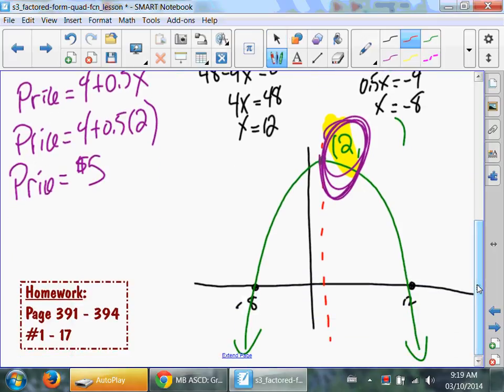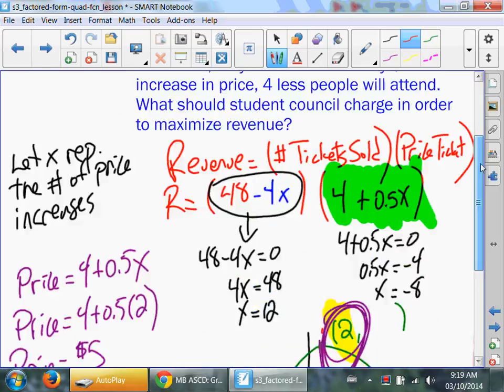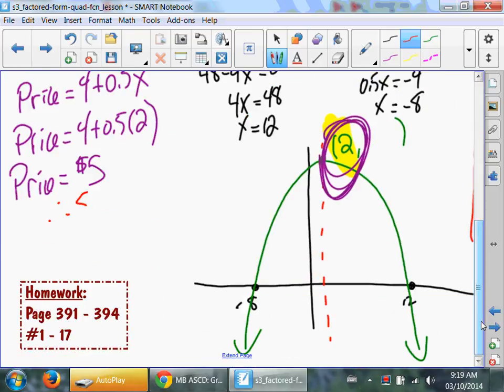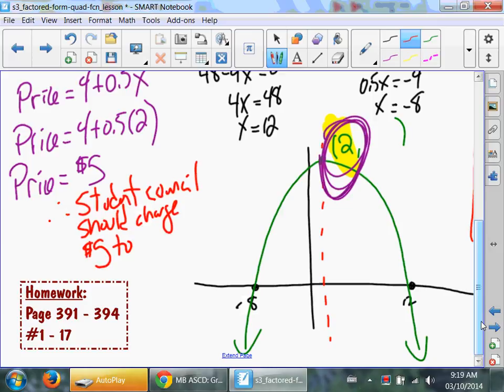So, therefore, student council should charge $5 to maximize revenue.